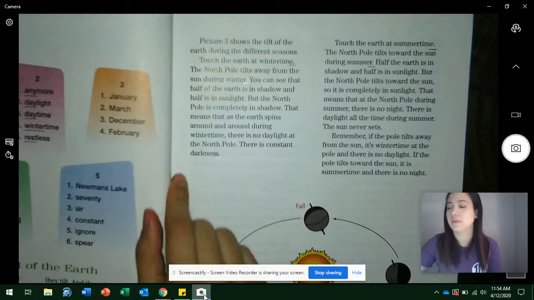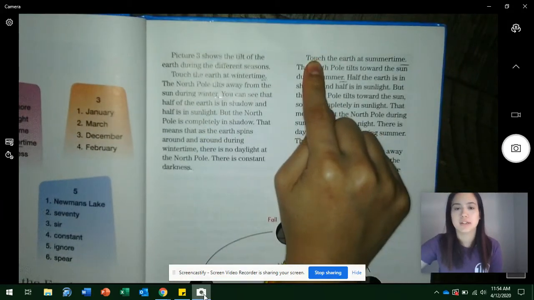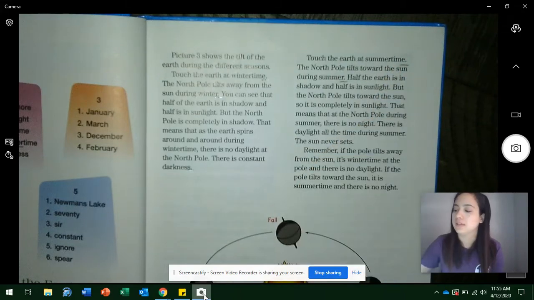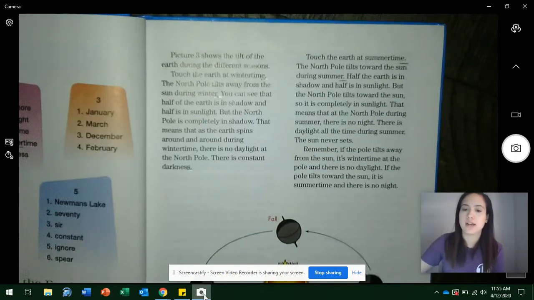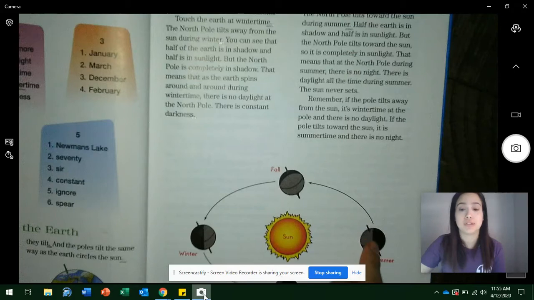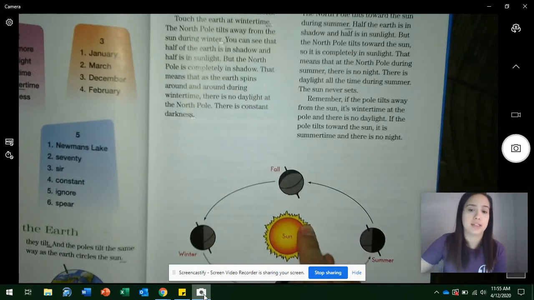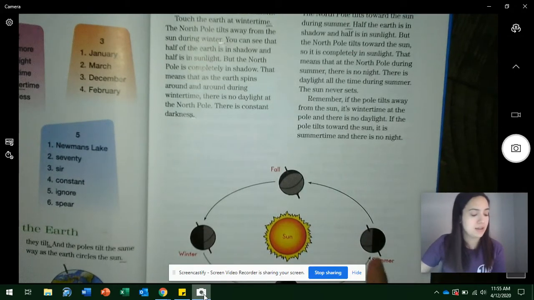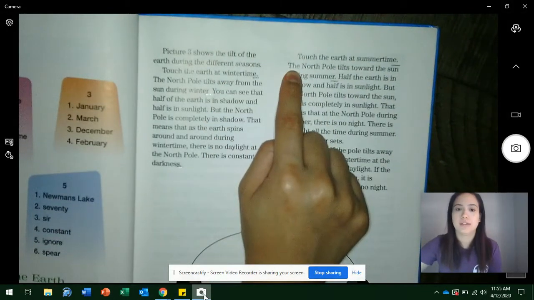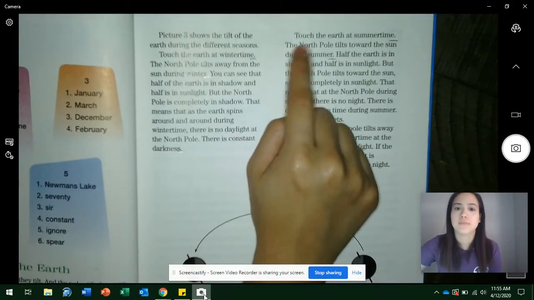Let's go ahead and find our way back and up here. Ready? Touch the earth at summertime. Let's go ahead and find summer right here. Go ahead and touch it. I'm going to read. The North Pole tilts toward the sun during summer. So it tilts toward the sun. So everybody say that rule again. Find your way and you're going to read. Get ready.